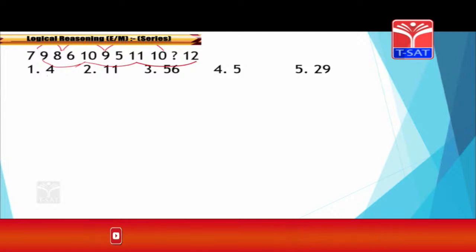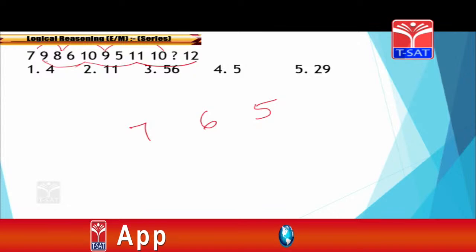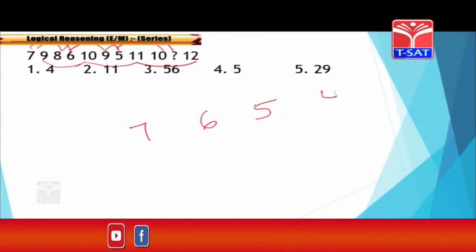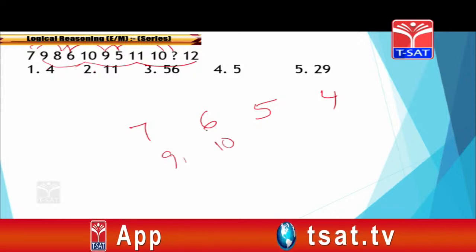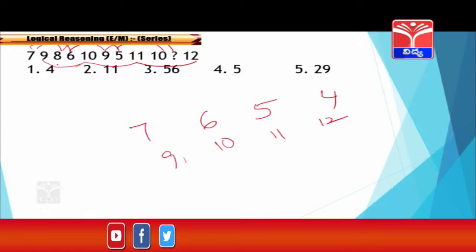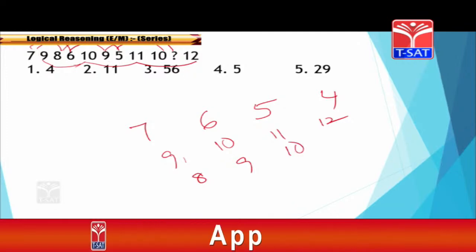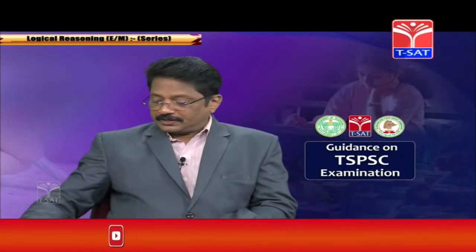First one, we will consider the first one. Here 7, 6, 5. Next one, 4 will come. The second one is 9, 10, 11. 12 will come. Next here 8, 9, 8, 9. Correct? Next 10. This is a combination of 3 series. So 2 is the correct answer. Clear? Like you can get the answer.